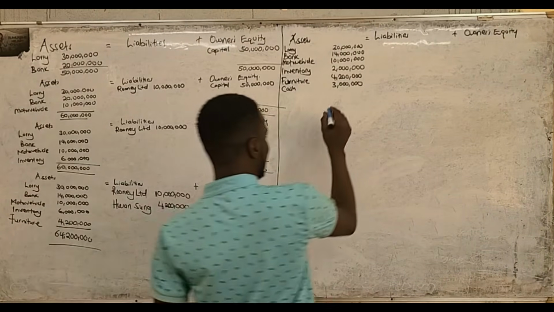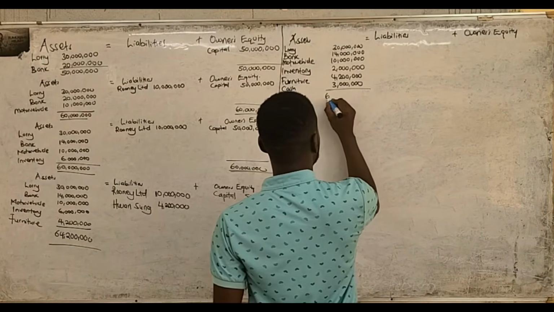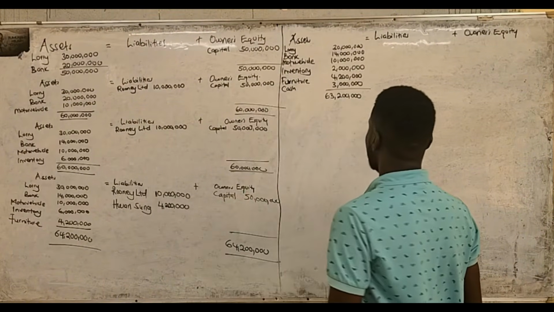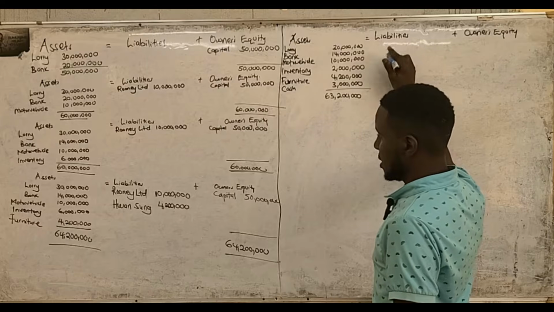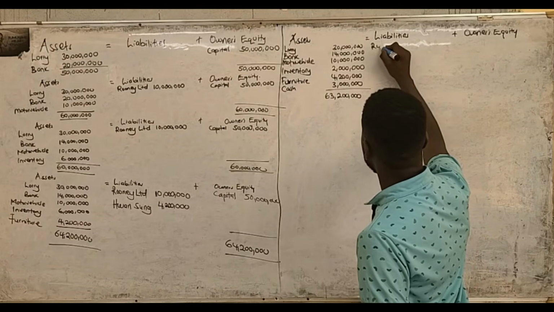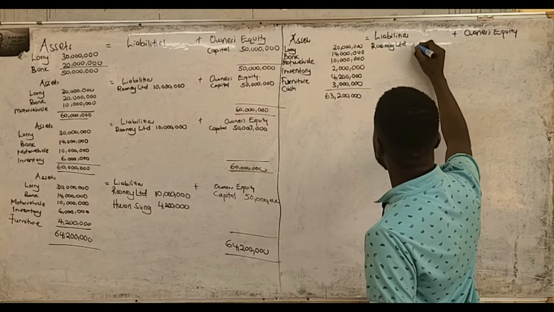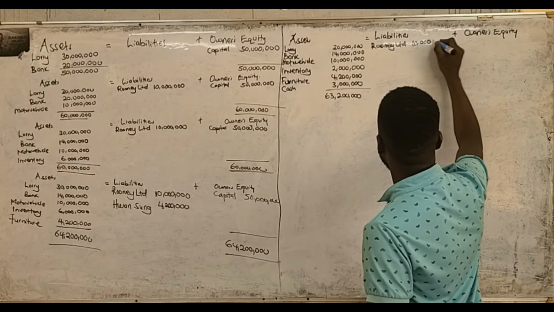Therefore, when you add up, you're going to get 6,300. So we continue on the liability side. We still have Rooney Limited, and this is 10 millions.